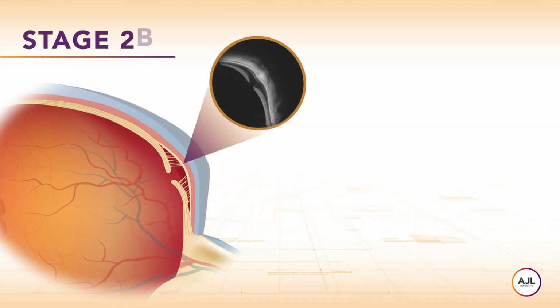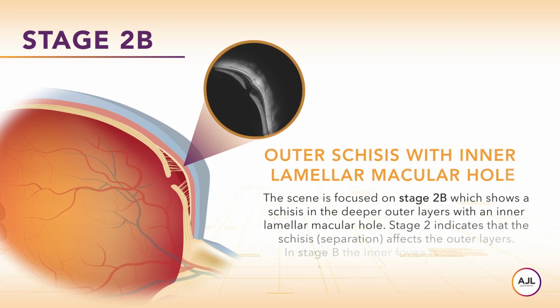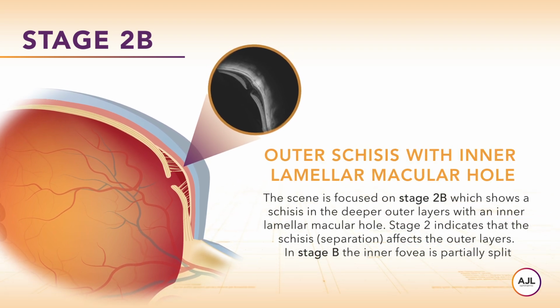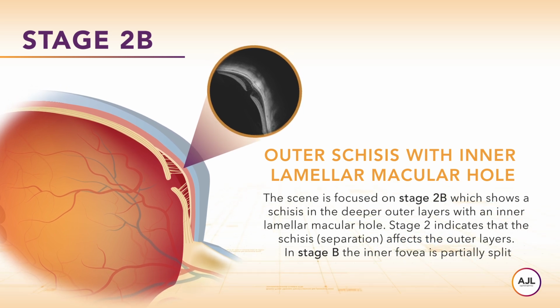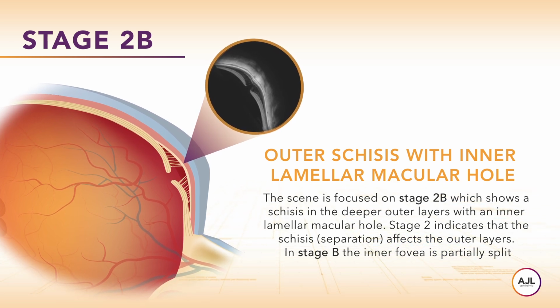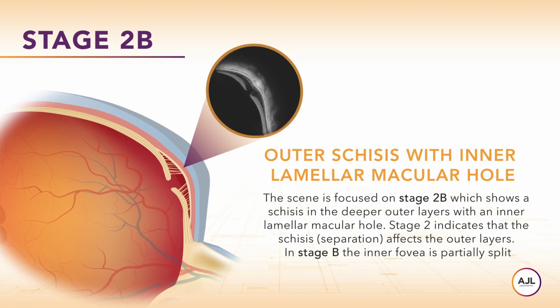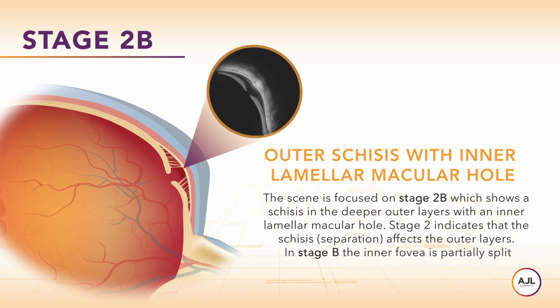The scene is focused on stage 2B, which shows a schisis in the deeper outer layers with an inner lamellar macular hole. Stage 2 indicates that the schisis affects the outer layers. In stage B, the inner fovea is partially split.